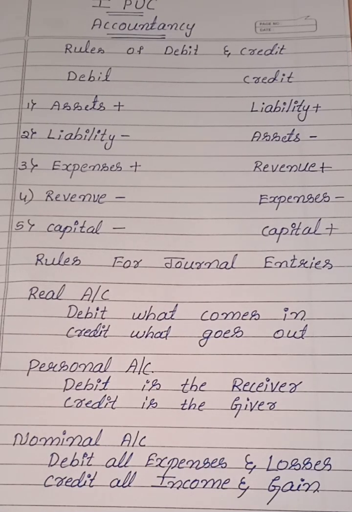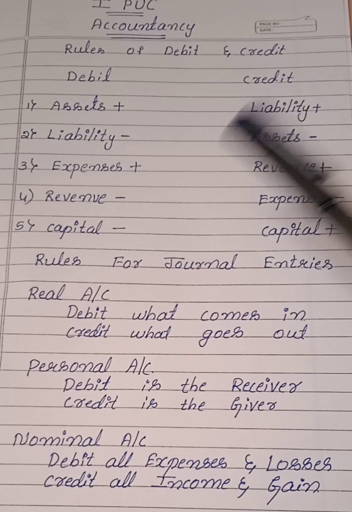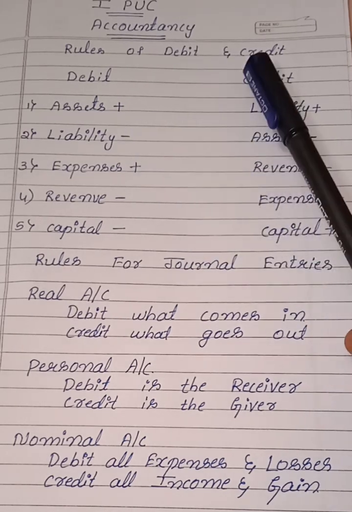Today I am teaching you first PUC accountancy. These are very important for solving journal entries. Those are the rules of debit and credit, or you can use the rules for journal entries. You can use either to solve journal entries. In that, first, the rule of debit and credit.